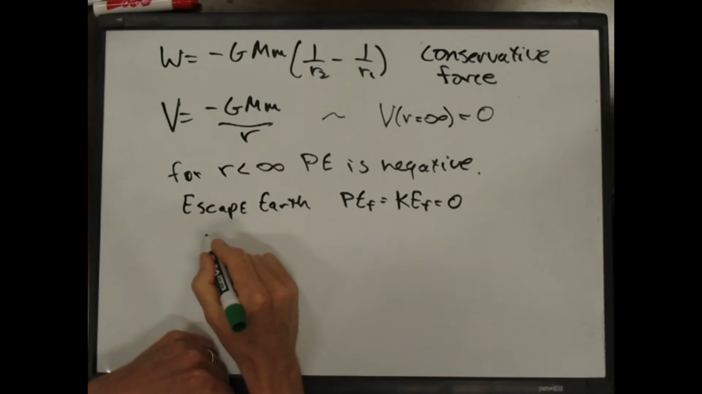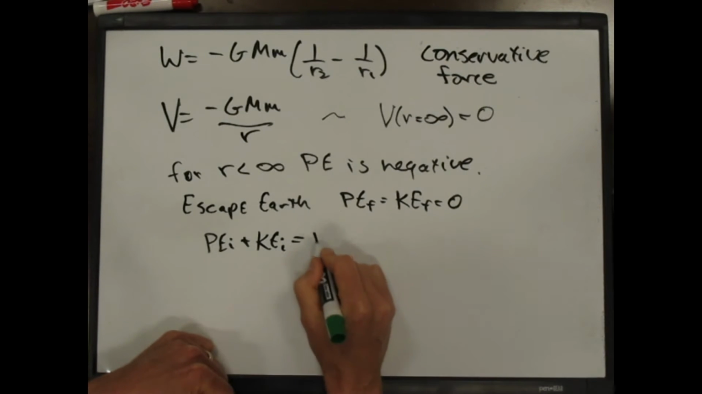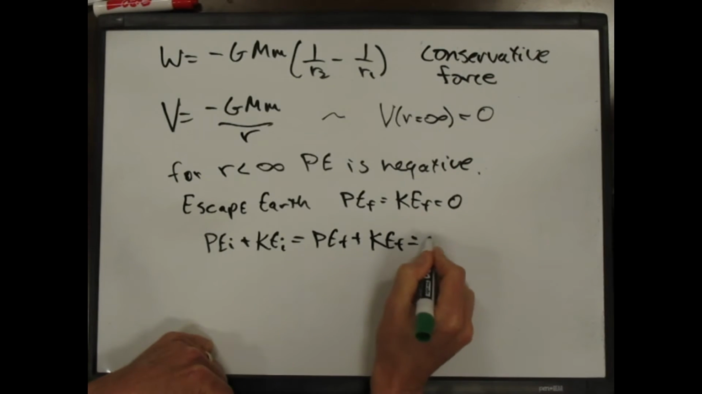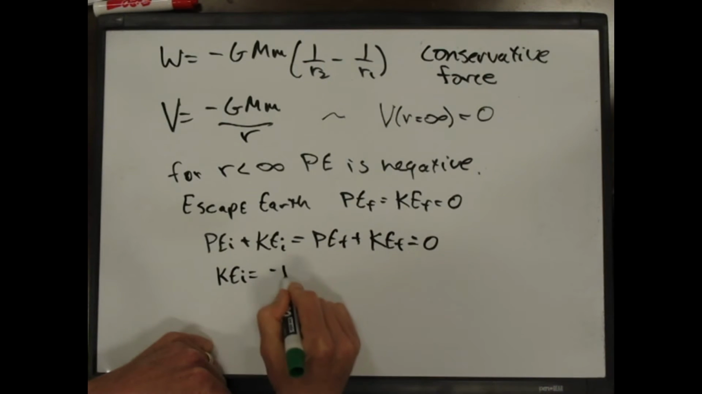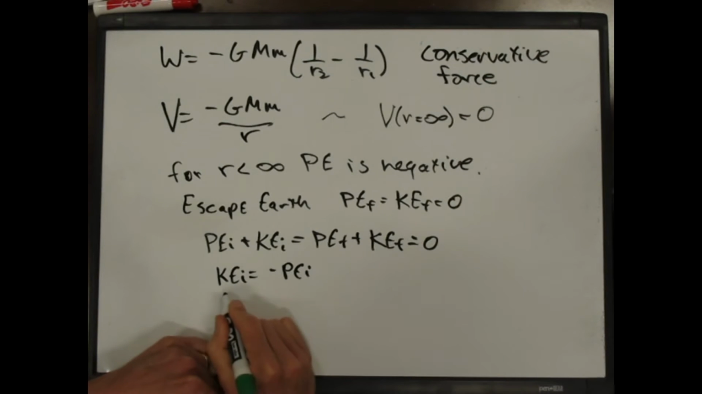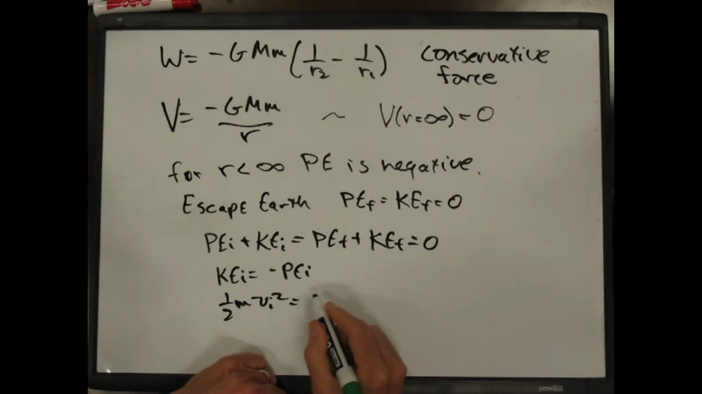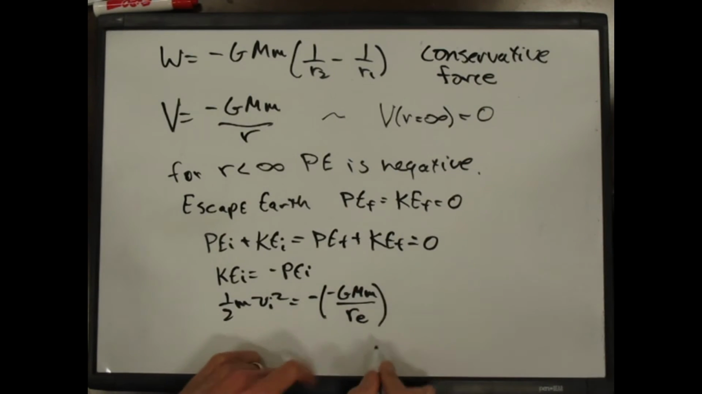And so if we're starting from the Earth's surface, we would say PE initial plus KE initial is equal to PE final plus KE final, which is 0, right? And so that means KE initial equals minus PE initial. And so 1/2 m V initial squared is equal to negative of minus G m over the radius of the Earth, right? Because that's where we're starting from, on the surface of the Earth.